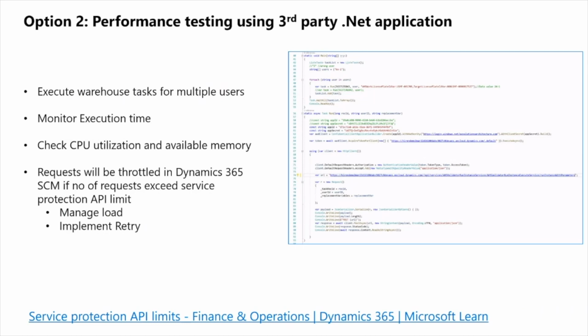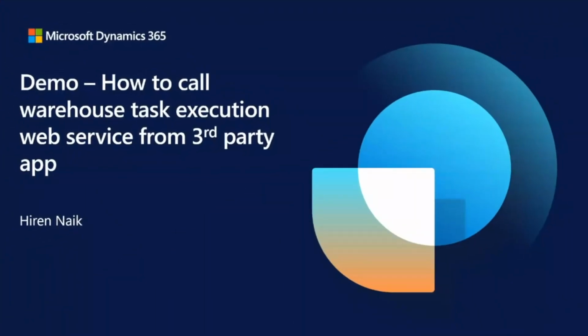The only thing you need to keep in mind while doing performance testing using this approach is that the third-party application calling the warehouse app tasks execution web service request can be throttled based on the number of requests you are processing. For example, if you are processing more than 6,000 requests in 5 minutes, then the request might be throttled and you will be presented with a 429 response. So you need to handle these 429 responses using the retry option so that your request will be processed accordingly. So let us see a demo of how to call a web service from the third-party application.